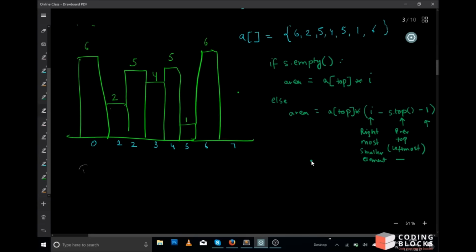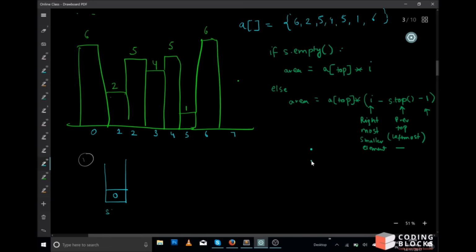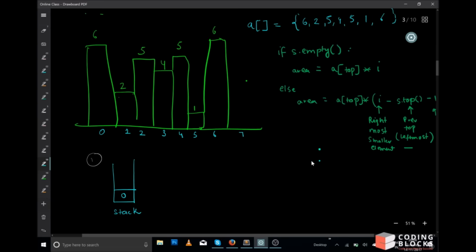So in the first step, I know my stack is going to be empty. So I have a stack which is initially empty. So what I do, instead of pushing the value of the 0th element, I will push the 0th index. So I push the index as 0. So this is my stack. If the stack is empty, then I'm going to push the first element.